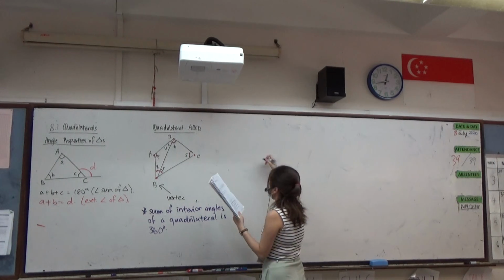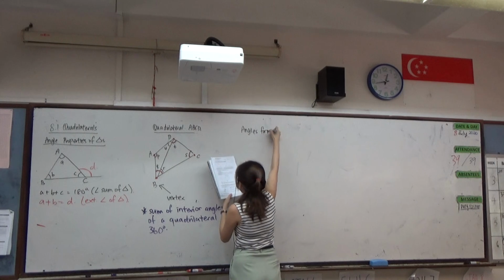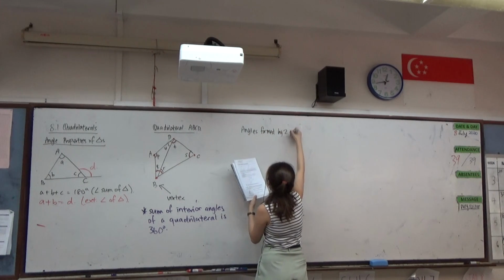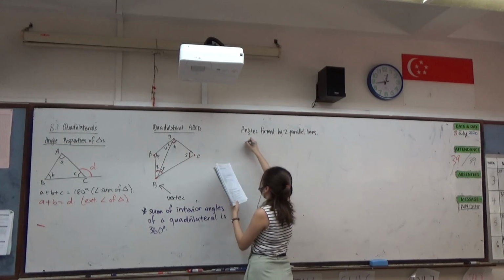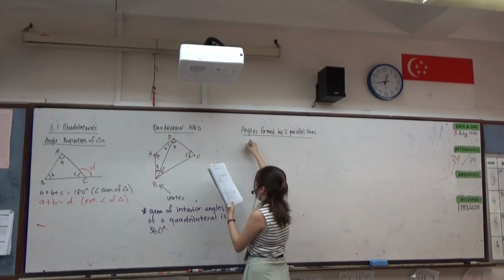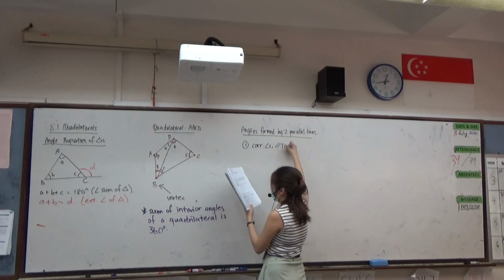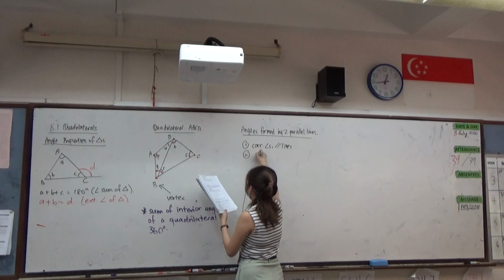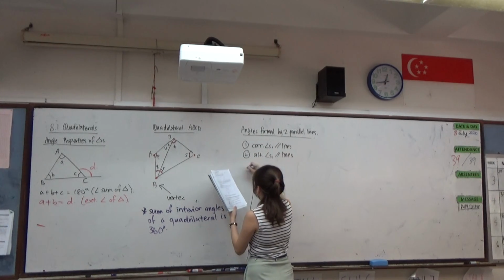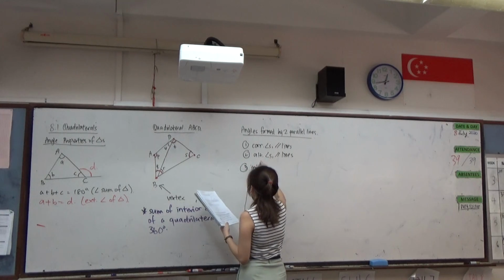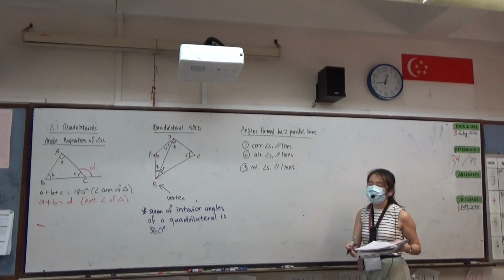Other things that we have learned in Set 1, we have also learned angles formed by two parallel lines. Mainly there are three different types. We have corresponding angles, parallel lines. Another one is the alternate angles, parallel lines, and lastly, we have interior angles, parallel lines.